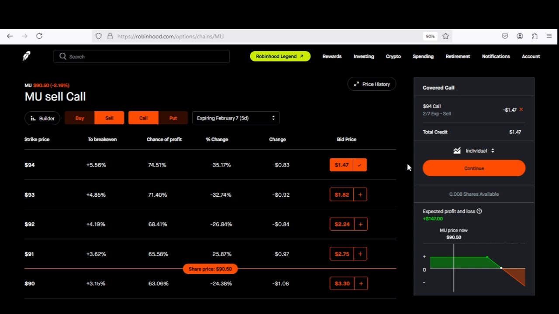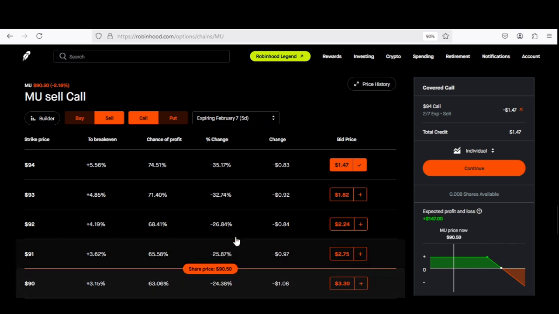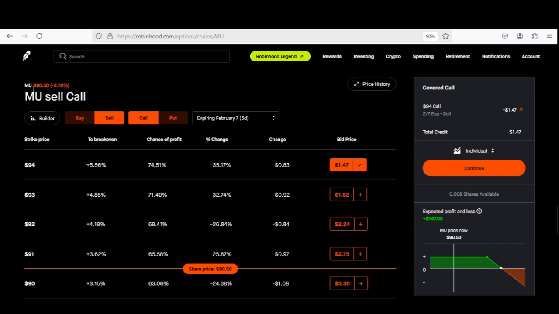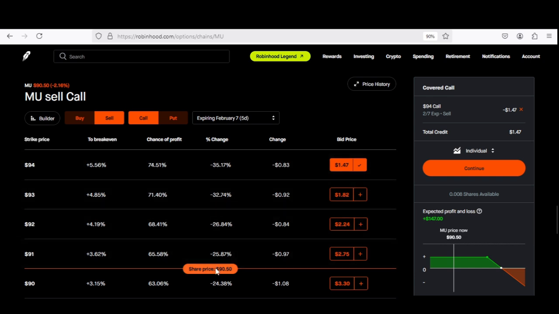So the next word is going to be share price. As you can see down here, the share price is $90.50, or it's also featured at the top right here. So if you were to buy 100 shares of Micron right now, it's going to cost you $9,050. Now, where did the $9,050 come from? Well, that's going to have us get into our next option terminology, which is a contract.